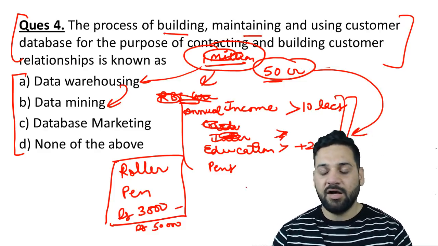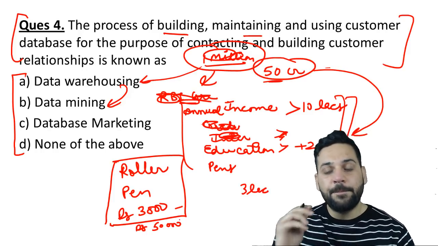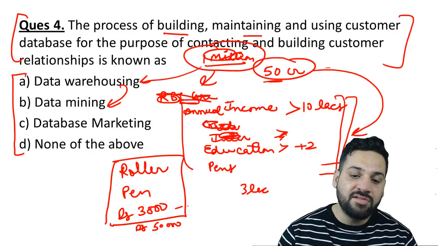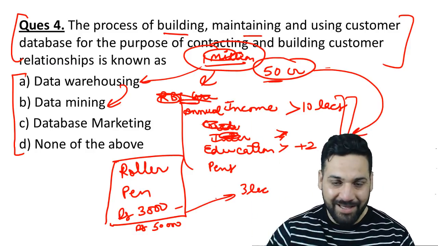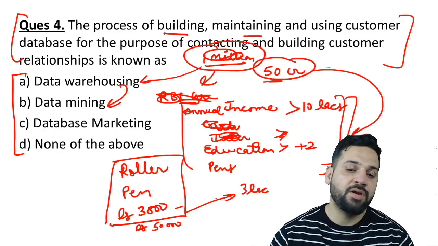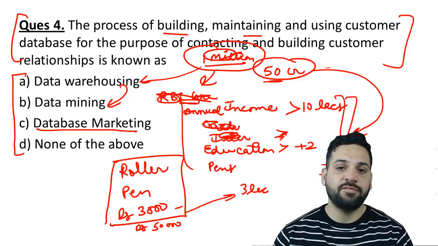Let's say just 3 lakh people. Now I am going to place my product in front of these 3 lakh people instead of 50 crore people. So that's how data mining is done. So refining your database, database marketing, that's what we do.